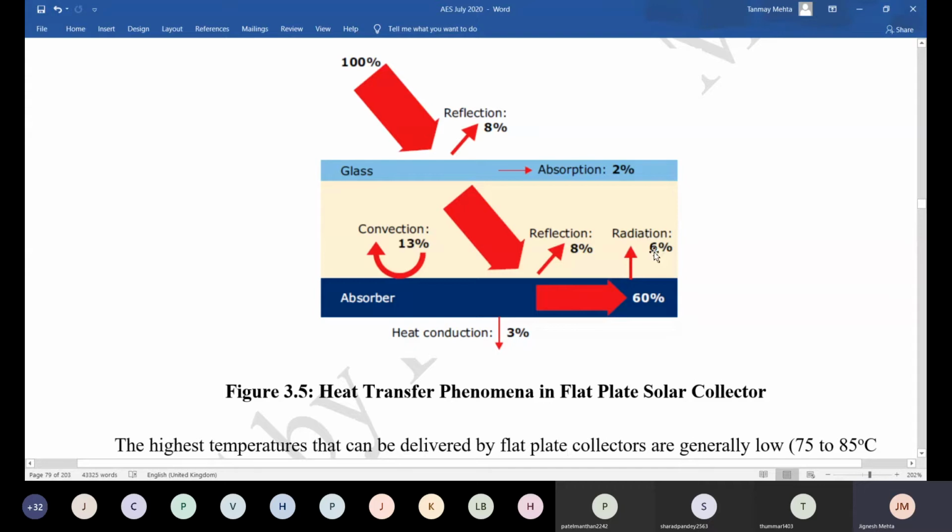Right? As I told, these are representative numbers, and this is for a flat plate collector which is operating at temperatures, that is, it is used to heat up a fluid at temperatures around 70 degrees Celsius or so. So let's say this is a water heater, and it delivers water at 70 degrees Celsius. Right? So these numbers might be true for that type of application. The numbers will change if that operating temperature or application changes.